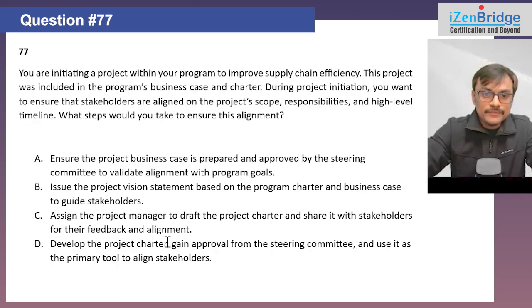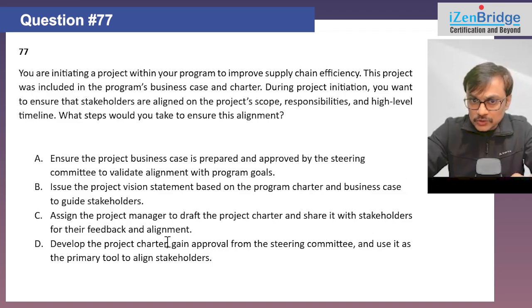Question number 77. You are initiating a project within your program to improve supply chain efficiency. The project was included in the program's business case and charter. During the project initiation, you want to ensure that stakeholders are aligned on the project scope, responsibility, and high-level timelines. What step would you take to ensure this alignment? So this is about component initiation, component authorization.